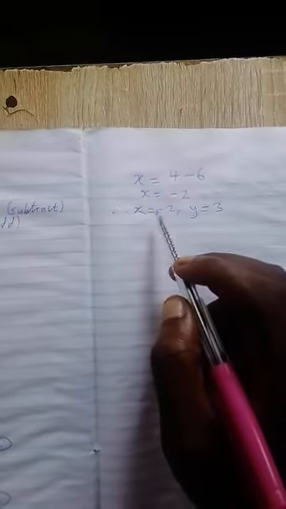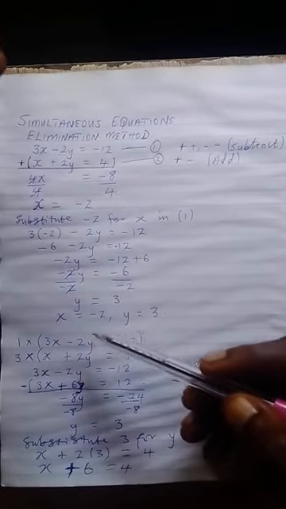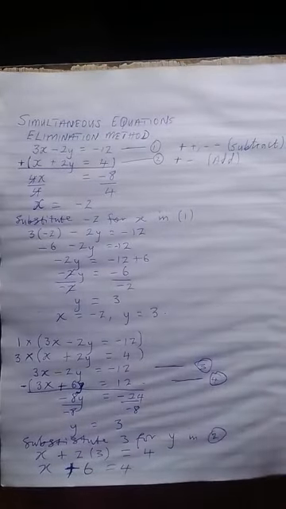So we have been able to solve it either by eliminating y or by eliminating x. You can see that we got the same answer. When we eliminated x, we got y equals 3, and when we eliminated y, we got x equals minus 2. So this is the elimination method.